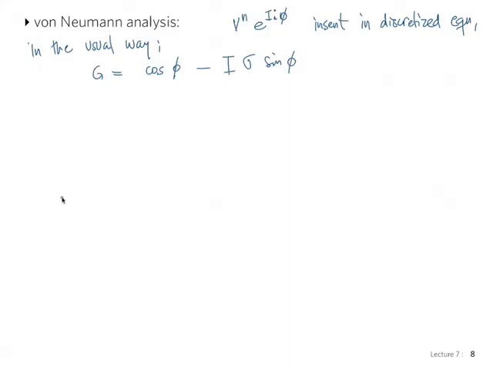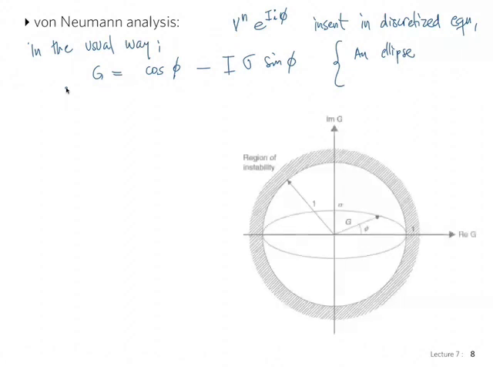So if we look at this in the complex plane, this basically represents an ellipse in the complex plane, and I believe I have a figure here. Here it is.